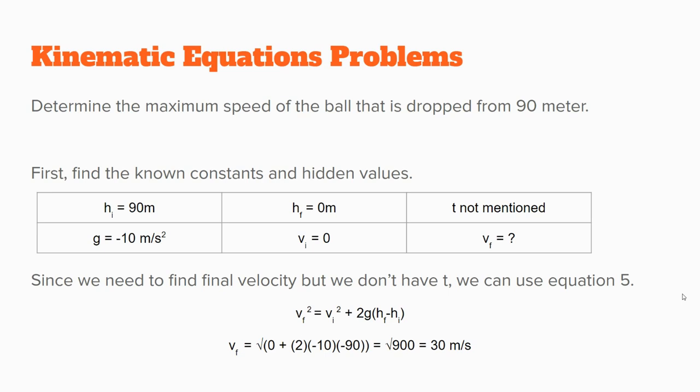So we need to find final velocity, but we don't have t. We can use equation 5, which is final velocity squared equals initial velocity squared plus 2g delta h. And we can get root 900, which is 30 meters per second.